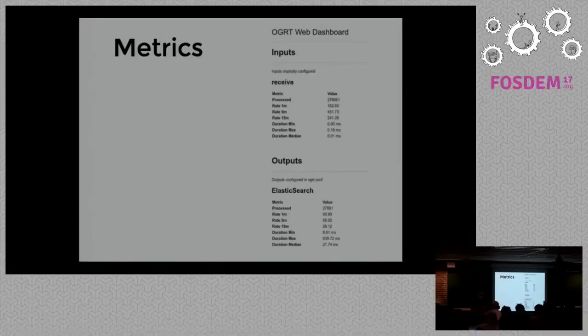It has a tiny embedded web server, which displays metrics. So in this case, at the moment, this has only one input. So you see how many packets it processed, what was the rate per second of the packets, how long did it take. Important to notice that the input, because it only copies data to a buffer, is very quick, very fast. And here you have an Elasticsearch output configured in the bottom, and you see the stats there.